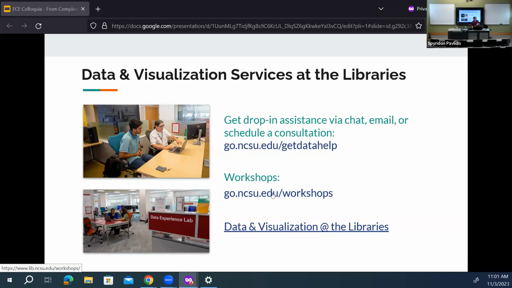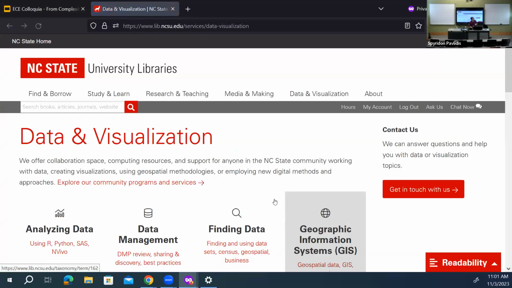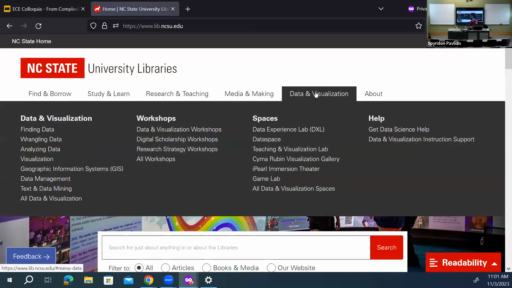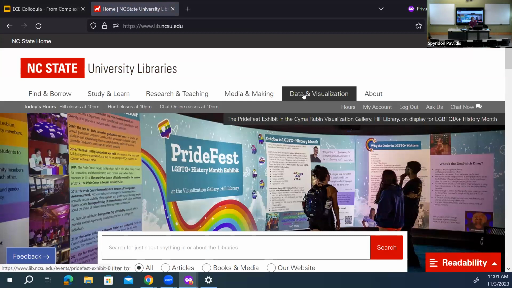There's also workshops. So we have a number of data visualization specific ones. And those are the ones that do go a little bit more into step-by-step, how do I generate this thing in R or Python or a specific tool. And those, I think, go up at the beginning of each semester. And then finally, I'm going to show y'all the data visualization page on the library's website. So if you Google NC State University Libraries like I do, it'll pop up for the homepage. And then you'll see a data and visualization tab.